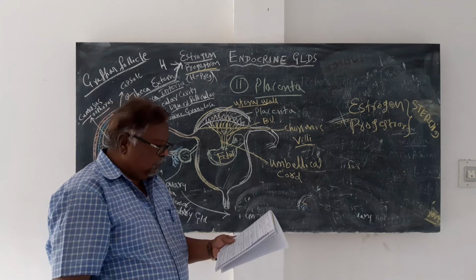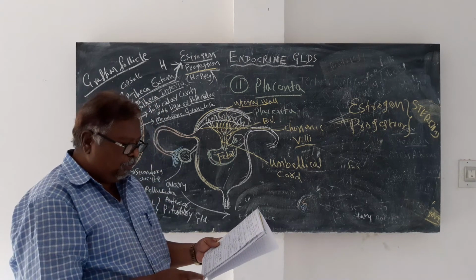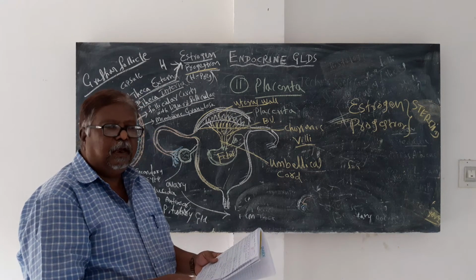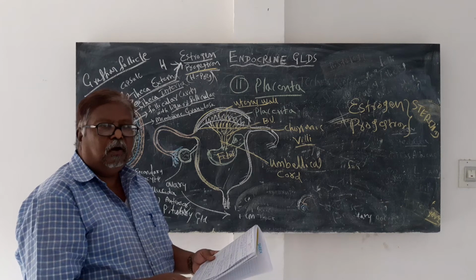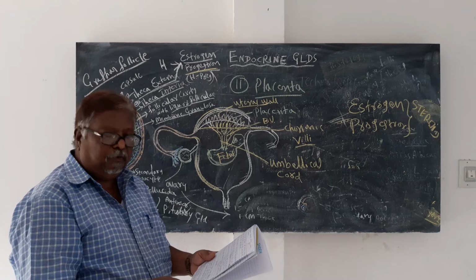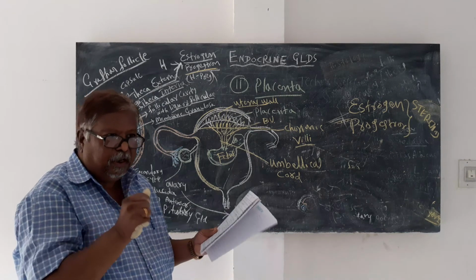So the estrogen stimulates the growth of the uterus to give place for the development of the fetus. It helps in the development of the endometrium wall of the uterus before implantation, and it becomes ready for implantation.